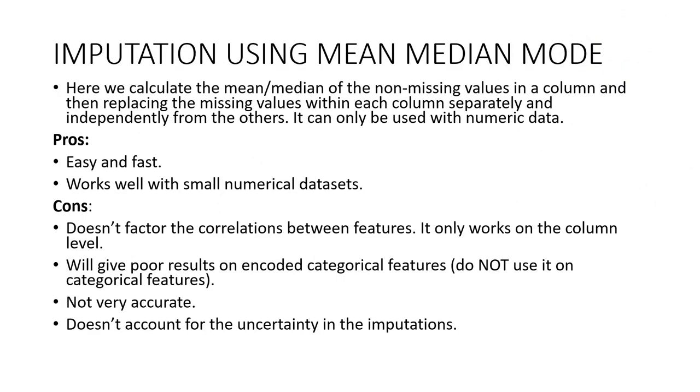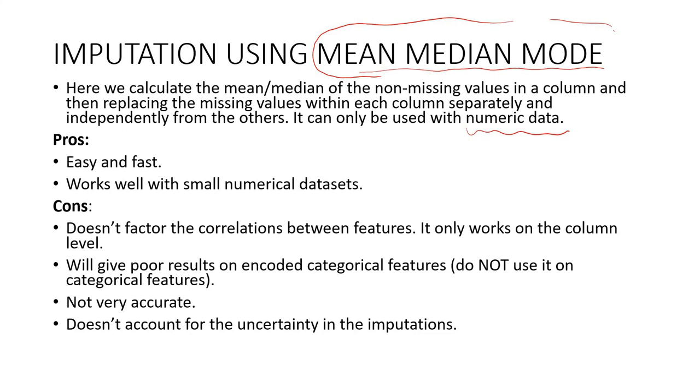The second step we can follow is imputation using mean, median, mode. This mean, median, mode is very important, and we have a separate video under the statistics playlist. You can watch that video to understand what is mean, what is median, and what is mode. Here we calculate the mean or median of the non-missing values in a column, and then replace the missing values within each column separately and independently from the others. It can only be used in numeric data.